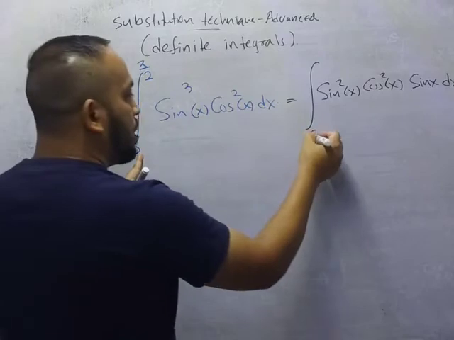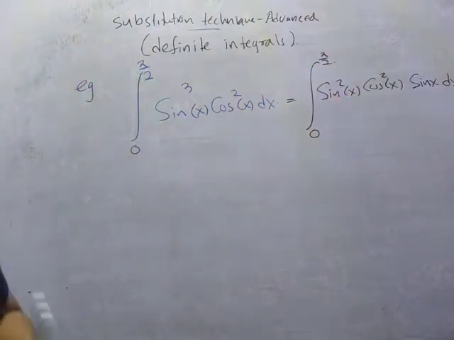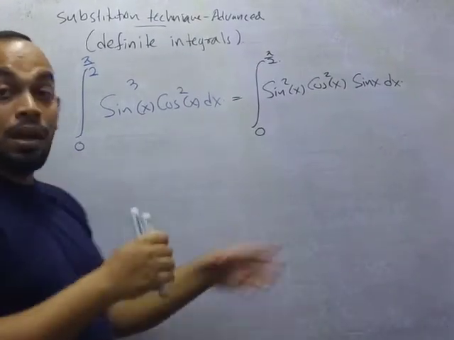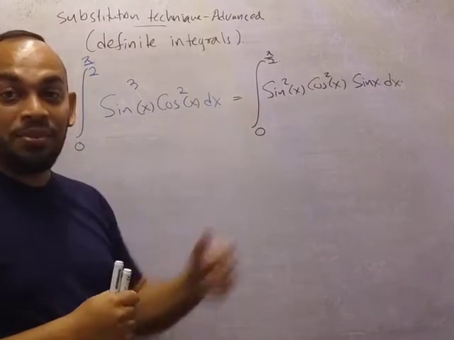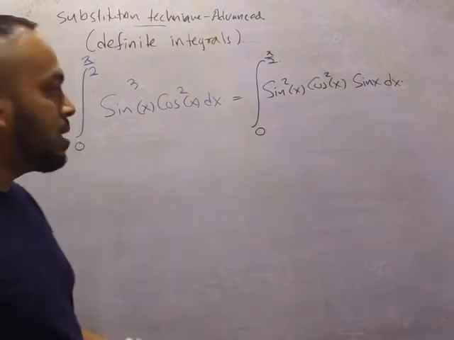I have to write the limits 0 to pi by 2. Write the limits until you make the substitution, until you evaluate it. Actually, you have to carry the limits along. So in the middle, if you use substitution, then you have to change the limits as well.